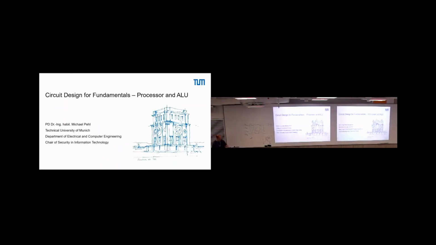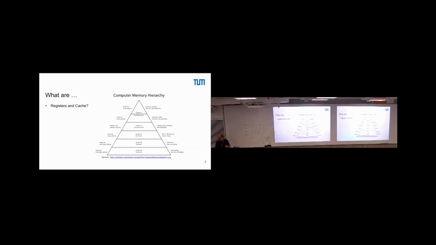Okay, then let's continue with the next topic. And now we go a little bit, I would say, up in the stack, more towards the system level. This slide set is mainly to motivate why we later dig into adders and multipliers as the core structures.